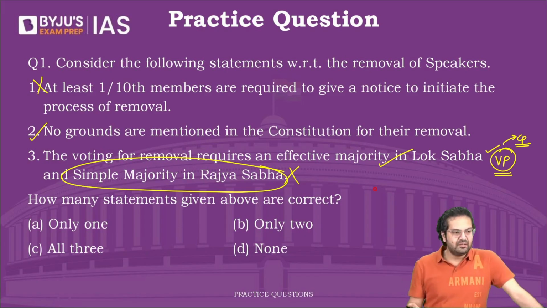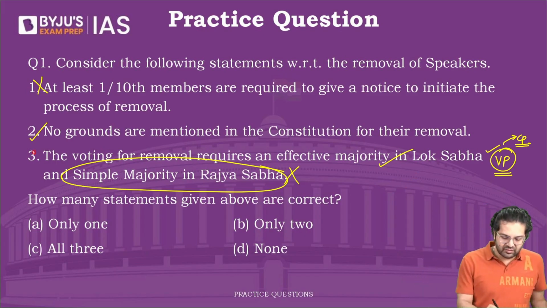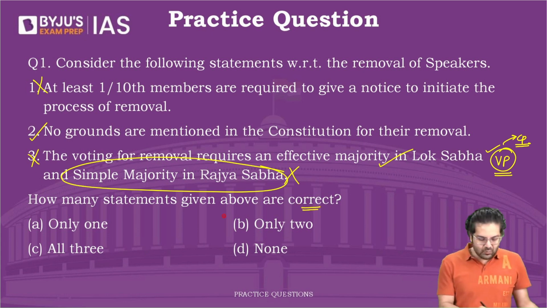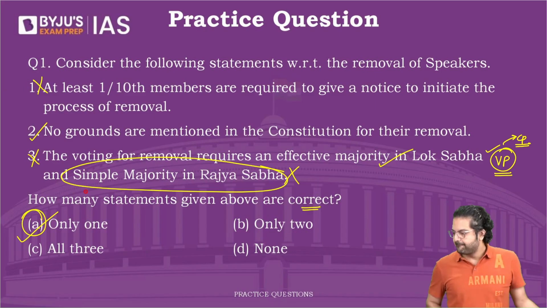But for the speaker, he or she has no role to play in the running of the Rajya Sabha. So there is no such requirement like this. So 3 is also wrong. 2 statements are wrong. How many are correct? Only 1 is correct. Clear? Everyone? All okay? Great. Let's move on.